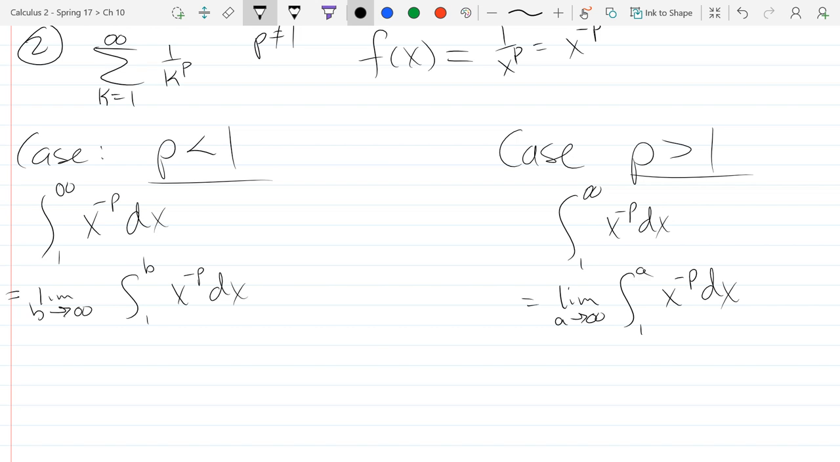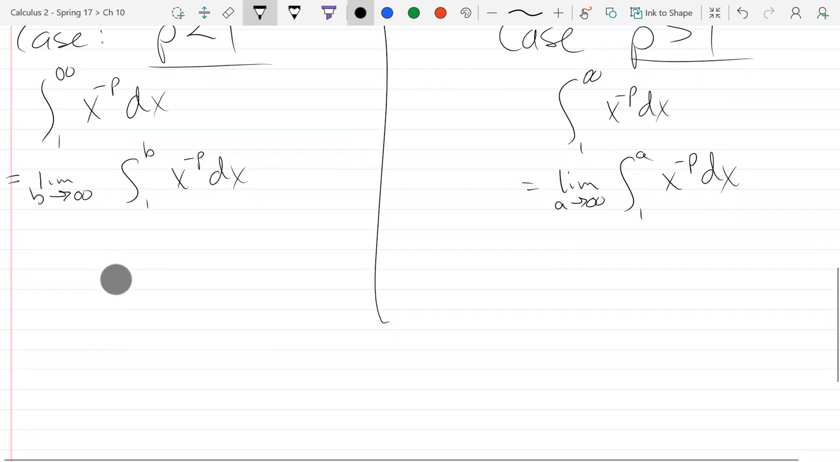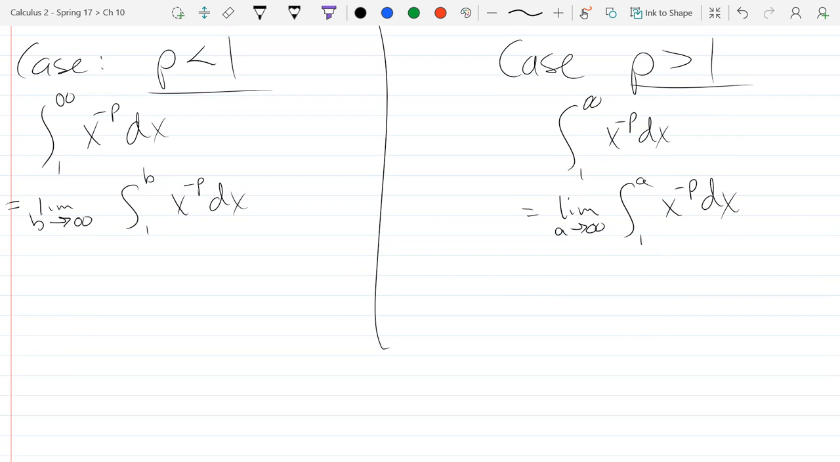I would probably just do the left one all the way first. I'm kind of doing two problems at the same time. Just work on the left side. Try to finish that. Just do the p less than 1 case right now.